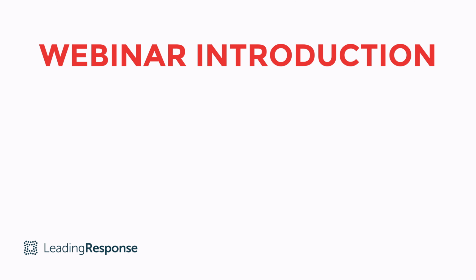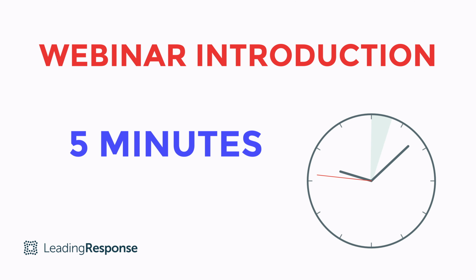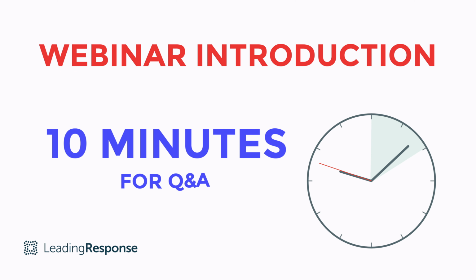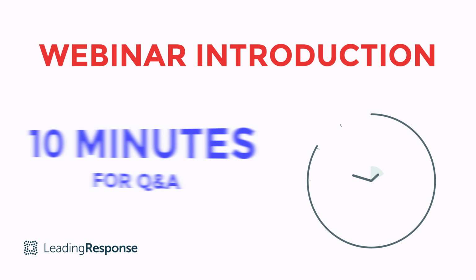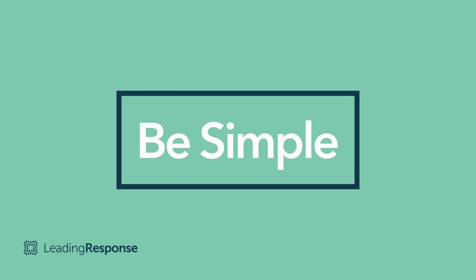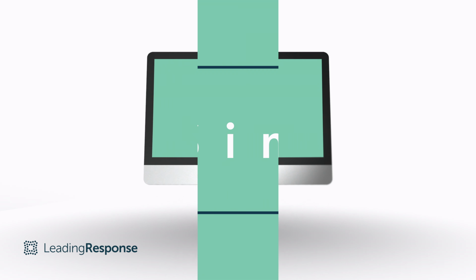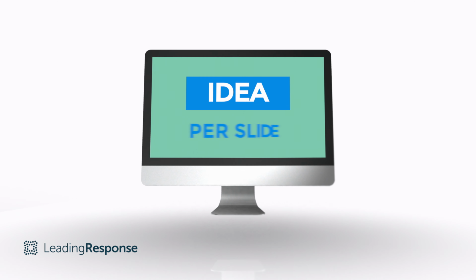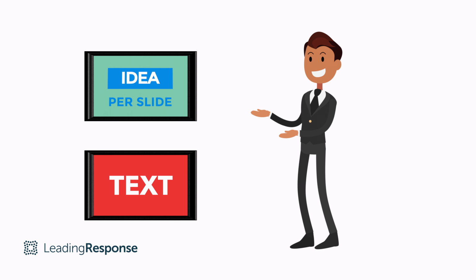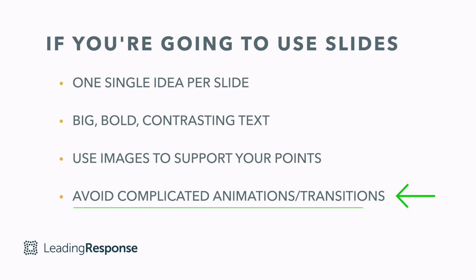Your webinar introduction should only take around 5 minutes, and you should leave at least 10 minutes for Q&A at the end. 2. Be simple. If you're going to use slides, limit your content to one single idea per slide. Use big, bold, and contrasting text. Use images to support your points. Lastly, avoid complicated animations and transitions.